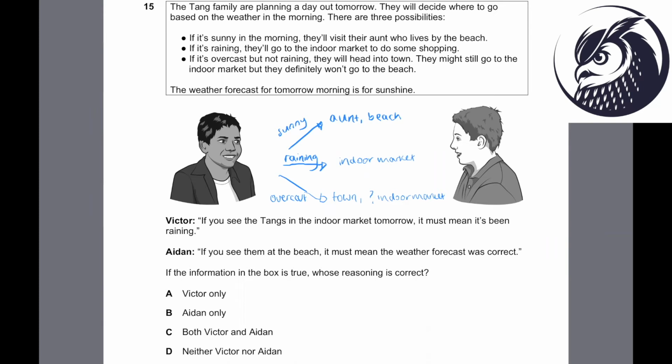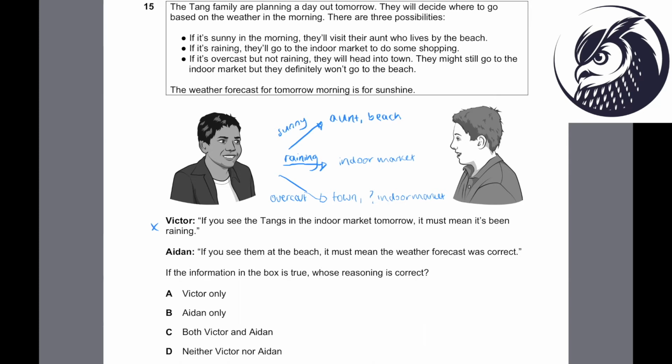So Victor says, if you see the Tames in the indoor market tomorrow, it must mean it's been raining. Now, let's have a look. We know that, yes, if it's raining, they will go to the indoor market. But we also know if it's overcast, there's a chance they're at the indoor market. So Victor's statement is not true because if they're in the indoor market, it could either be raining or overcast, okay? So that's why Victor's statement's incorrect.